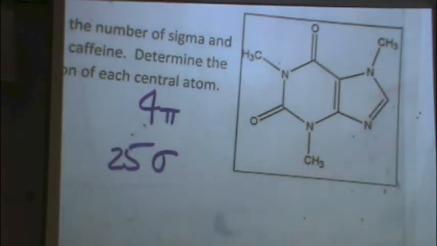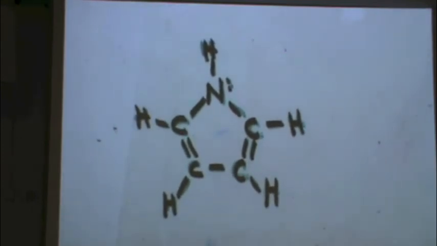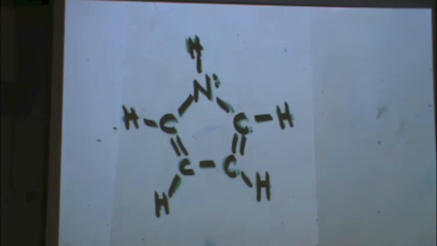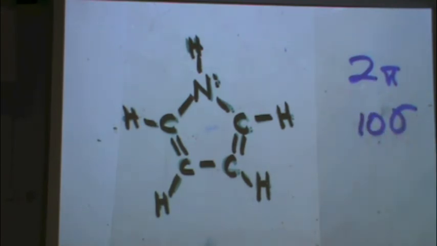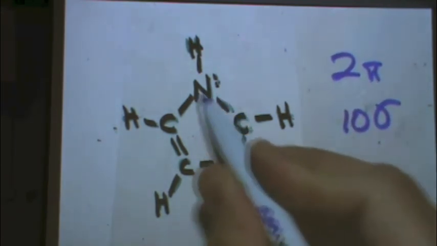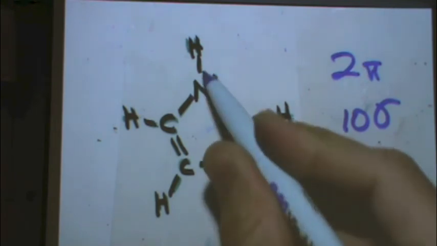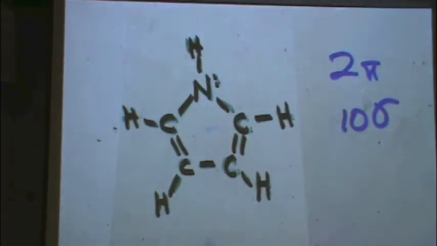Here's a slightly easier one. Just want to make sure you can do it. This one right here. How many pi bonds? 2 pi bonds. How many sigmas? 10. 1, 2, 3, 4, 5, 6, 7, 8, 9, 10. Is that okay?